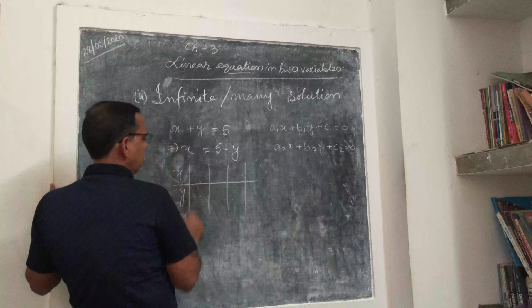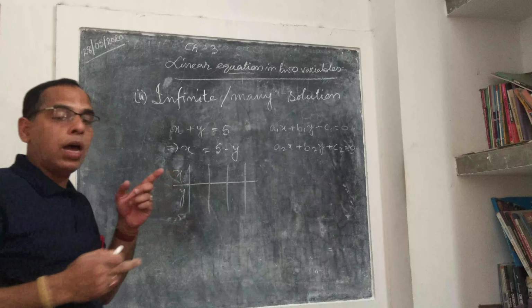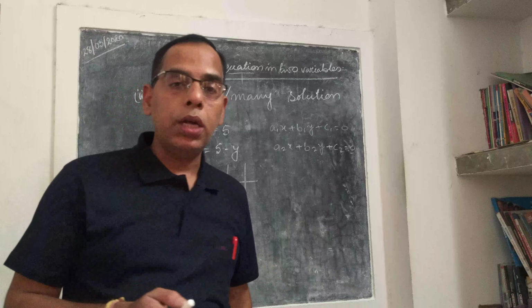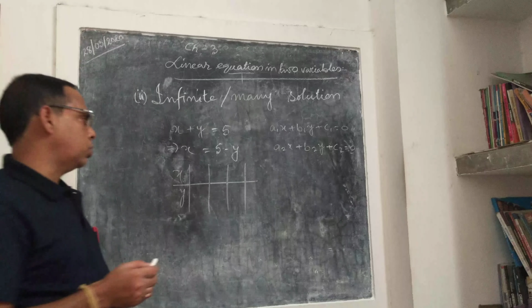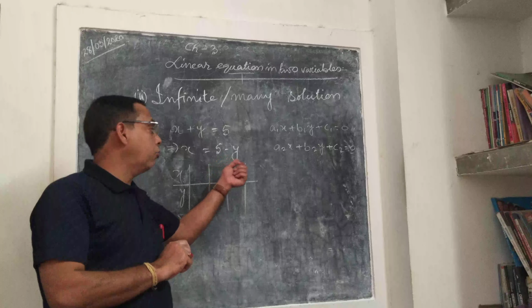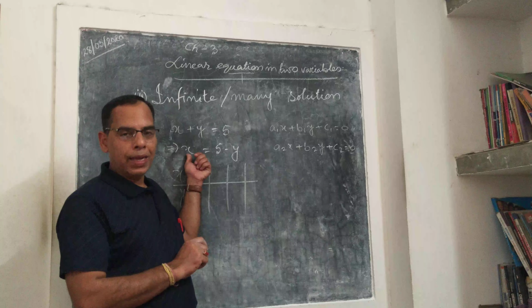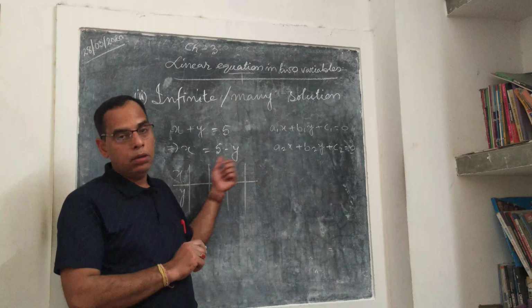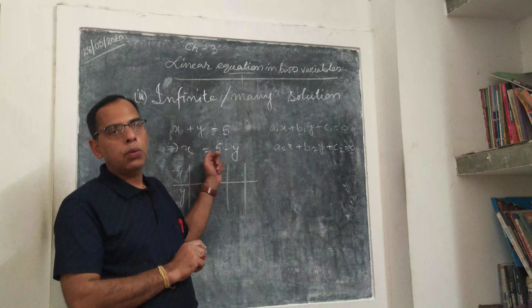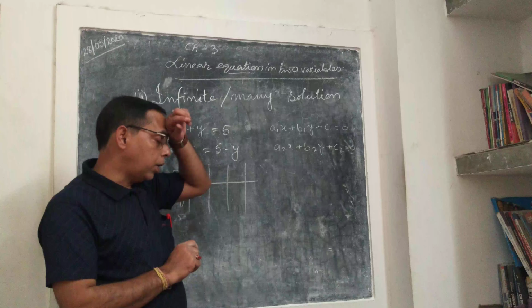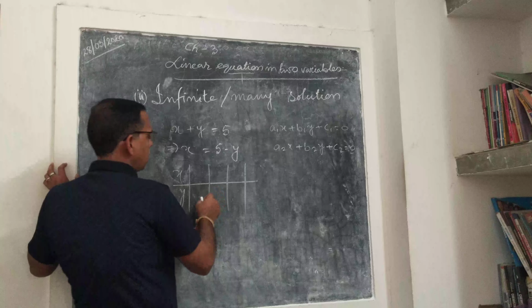So let's see, x, y. Now what is the other name of this? This is also known as a dependent equation. Now, dependent: if you know y, then you will get x. If you don't know y, you will not get x. That means x depends on y, and that is why it is known as a dependent equation.